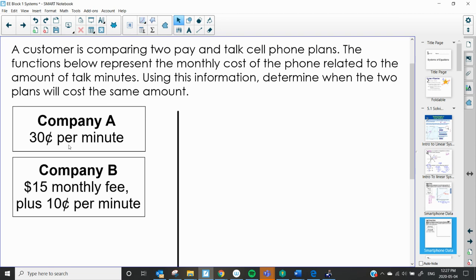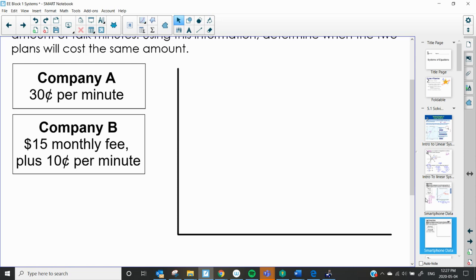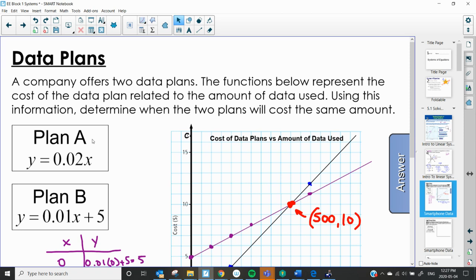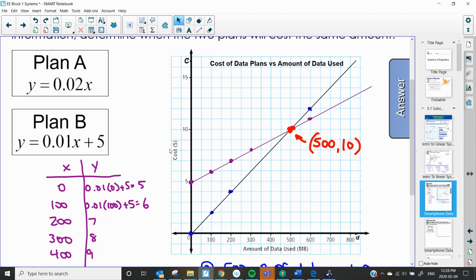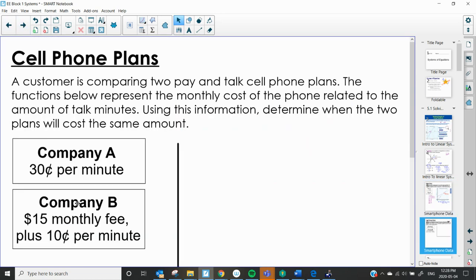Now this time we're not given any formulas, so we're going to have to think about where these numbers come from. So we're going to jump back to the last question and take a look what these said. So here we had amount of data used and cost. So the X represented our amount of data used and Y represented cost in dollars. So 0.02 would represent 2 cents. So plan A would have been 2 cents per megabyte of data. Plan B would have been 0.01x plus 5. So that would have been 1 cent per megabyte plus an initial fee of $5. So let's use that to answer this question.